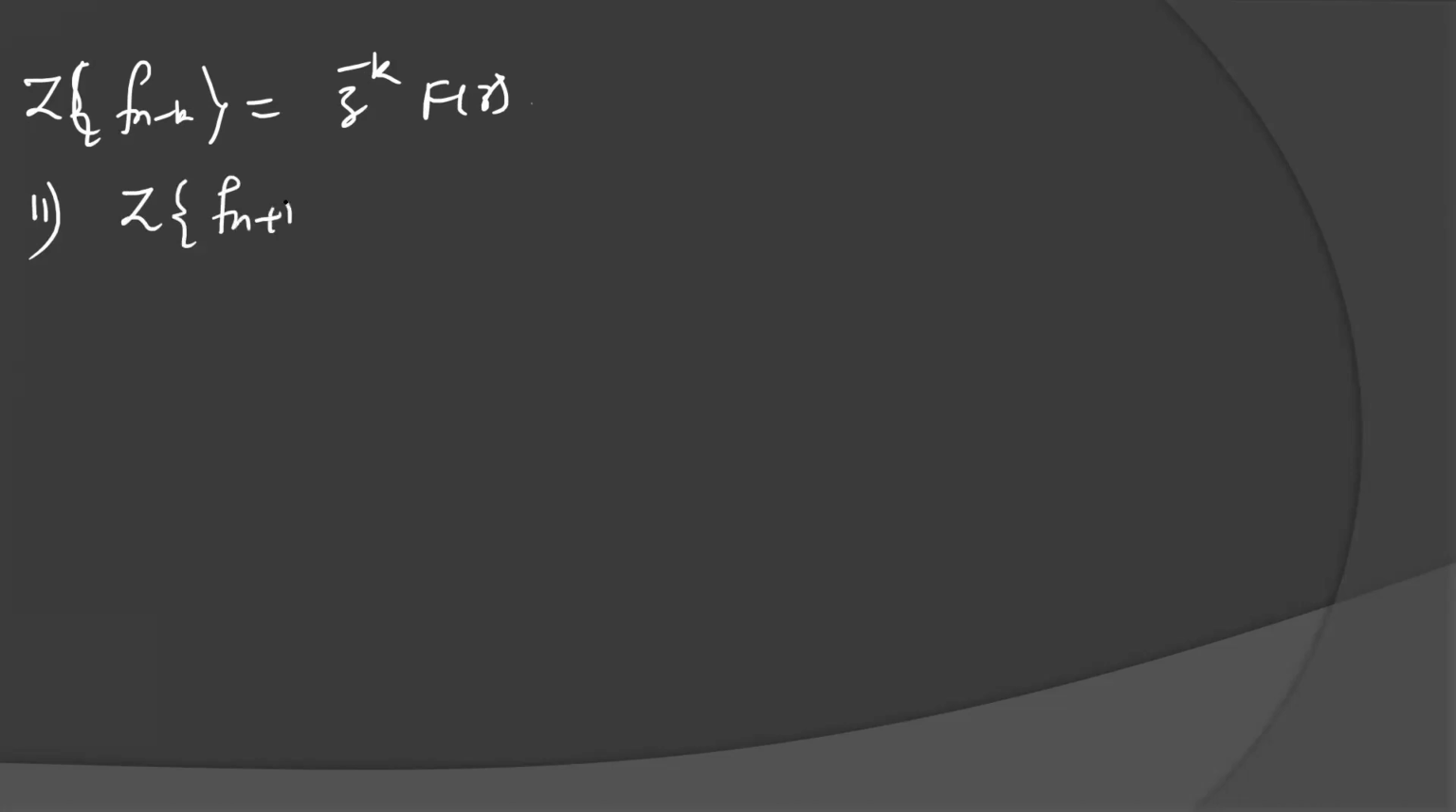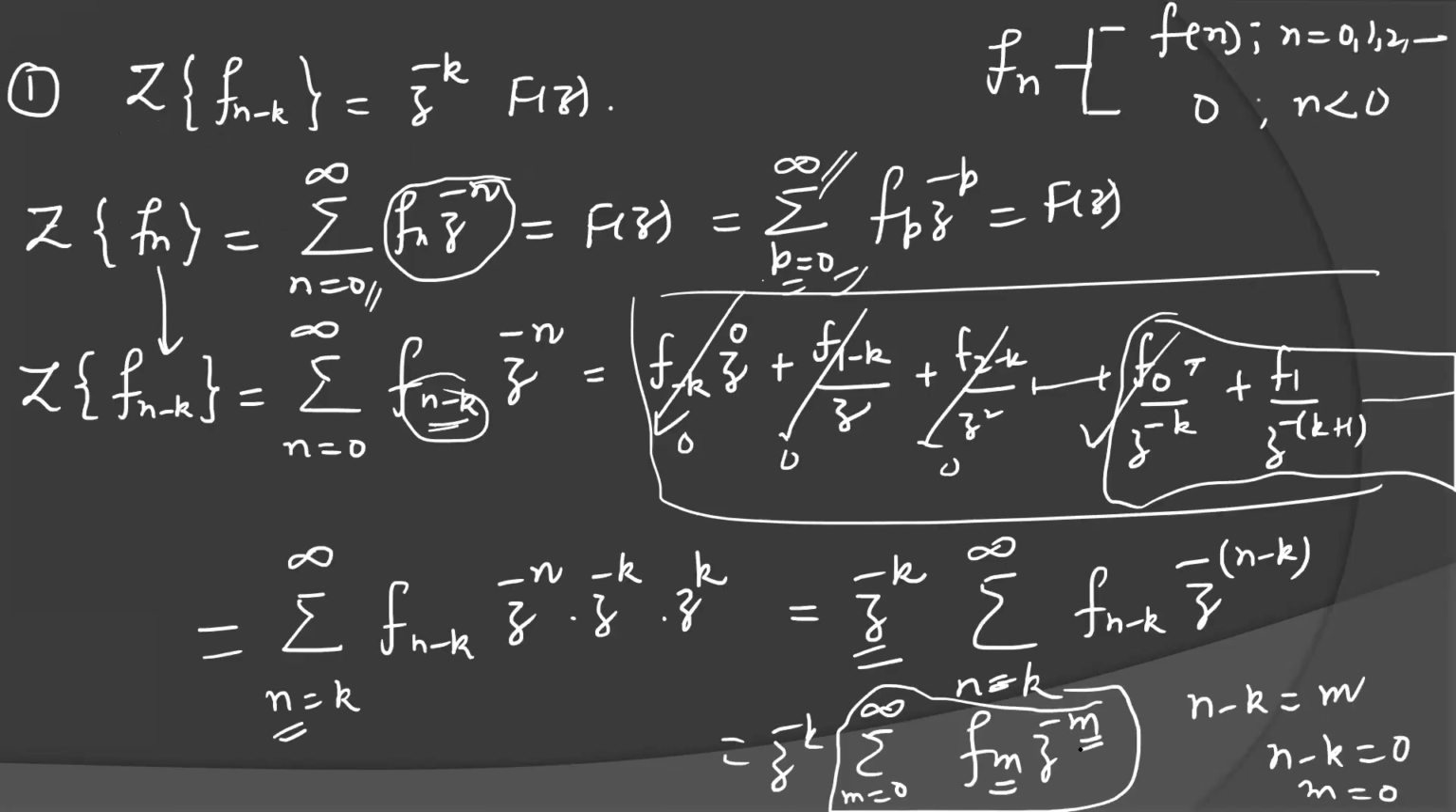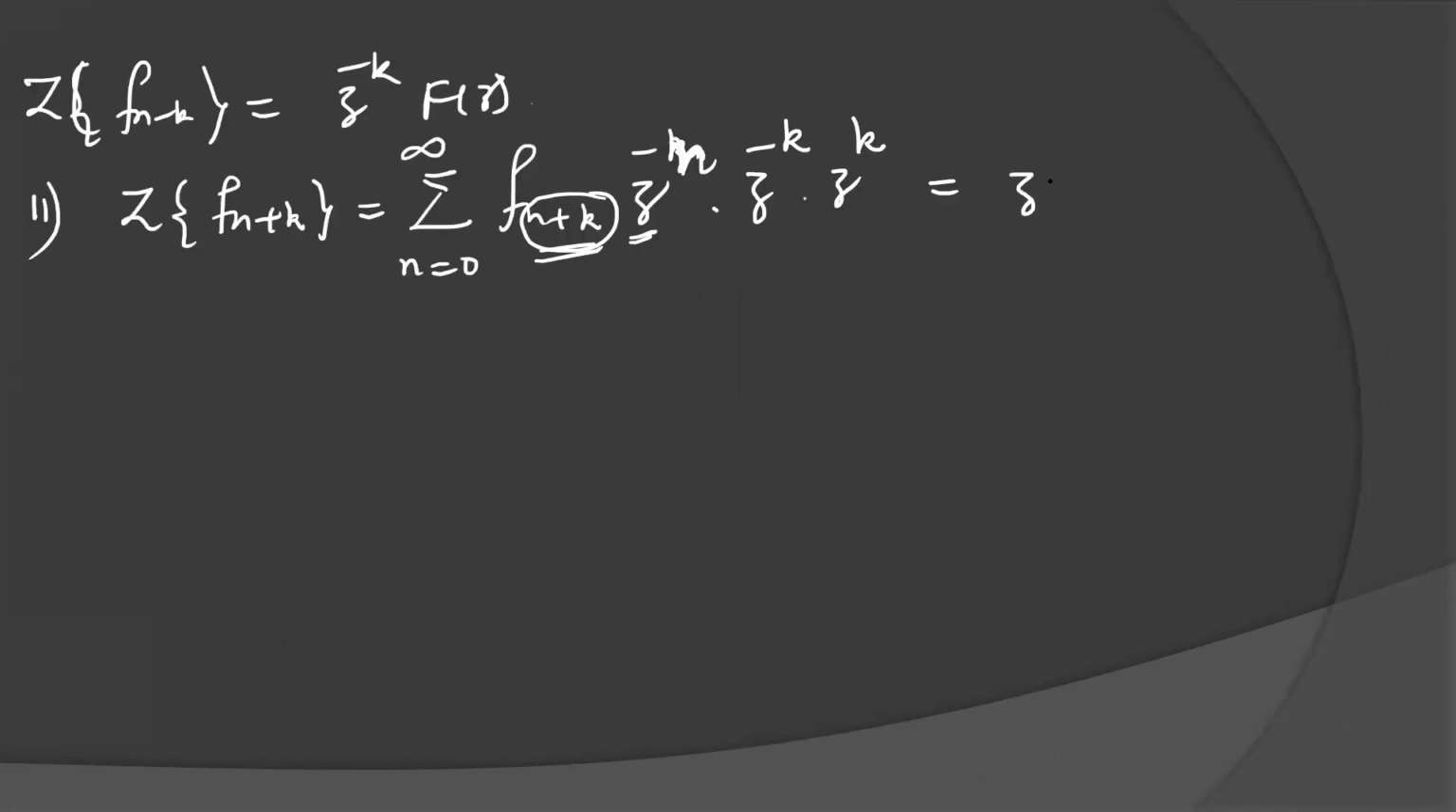Z transformation of f(n plus k). It will be sigma, with a similar definition, n equal to 0 to infinity f(n plus k) z to the power minus n. Now the problem is, it is starting from k onwards. When n equal to 0, you have k, but this term is not adjusting here. So we have to multiply with minus k and plus k. Our aim is to make this suffix and power same. So we can take z to the power k outside.